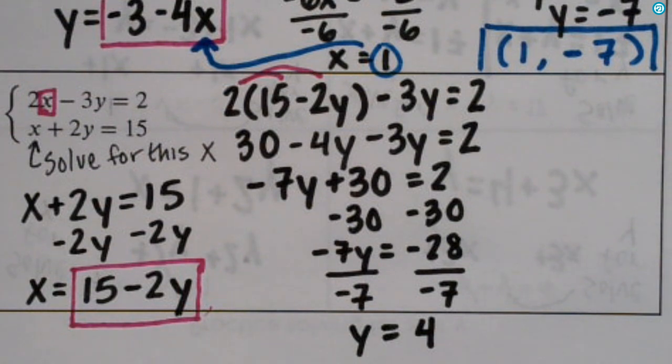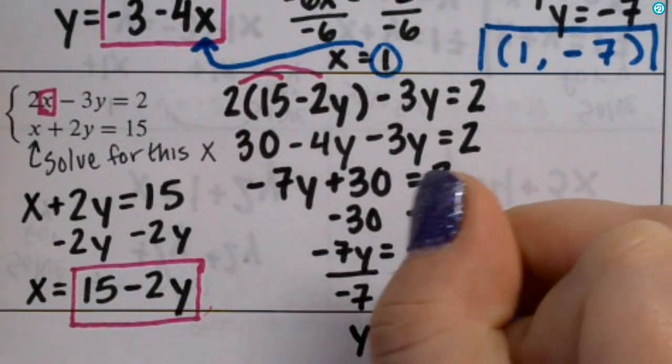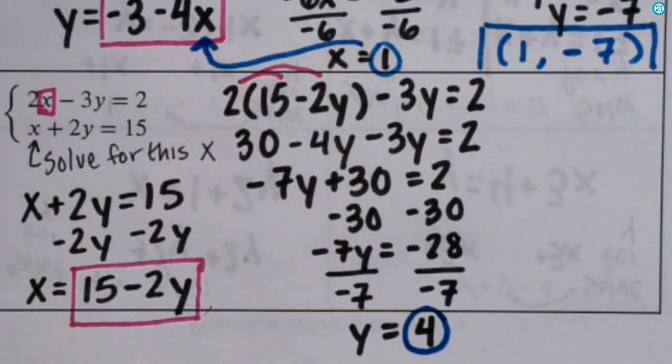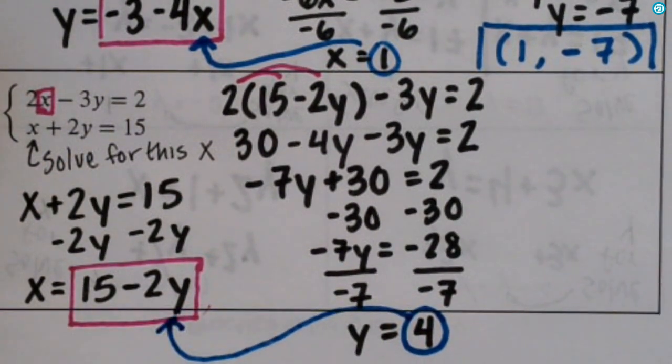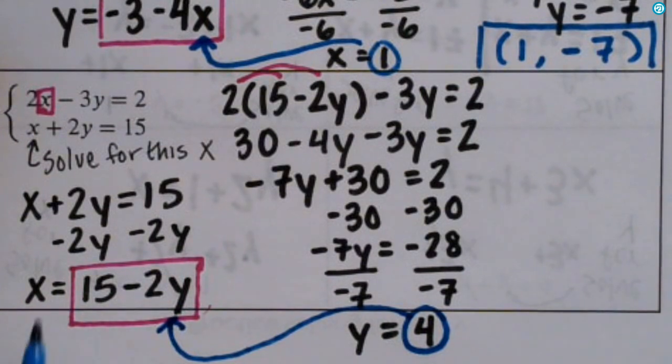Okay, now that I know that y equals 4, I can take that 4. We are ready for step 4 with our 4. We just did step 3. Now that I know that y equals 4, I take that 4 and I plug it in for this y here so that I can solve for x.